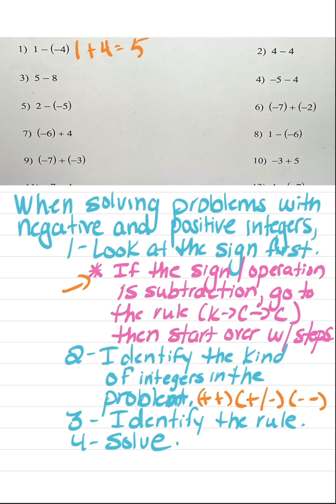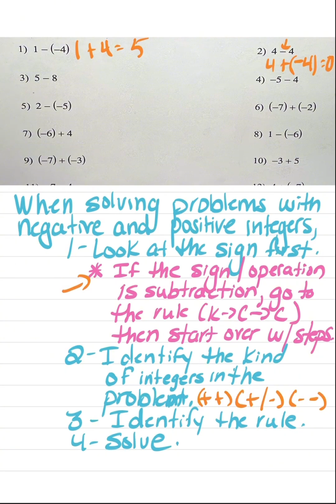When I look at number 2, I have 4 minus 4. Because I'm looking at the sign and I can see that this is clearly a subtraction sign, I need to rewrite the problem where I keep the first number, change the sign to addition, change this 4, which is a positive 4, to a -4. Then identify the sign, which is now an addition sign, which lets me know that I'm adding a positive and a negative, which the rule is you are going to subtract. 4 minus 4 is 0.